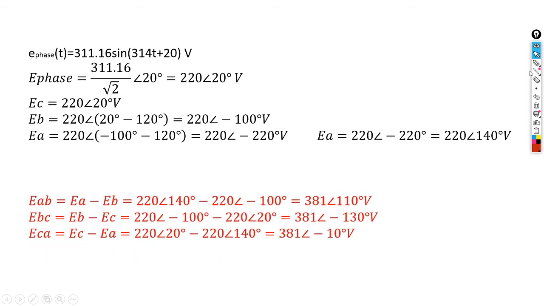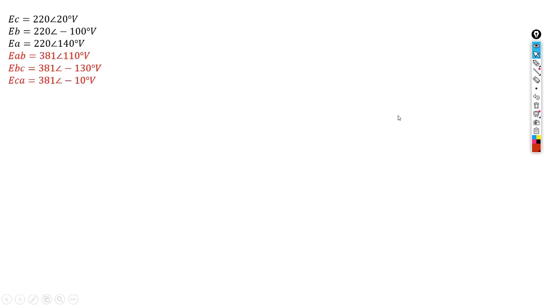And therefore you do your mathematics, because you are always going to expect three lines, AB, BC, and CA, and the three will never change. So you take your EA minus EB, therefore you're going to get your EAB at this angle. You do the same: EBC is going to be EB minus EC, and then you do the same to get CA. Once you have the three voltages, you collect your data and go to your phasor diagram.